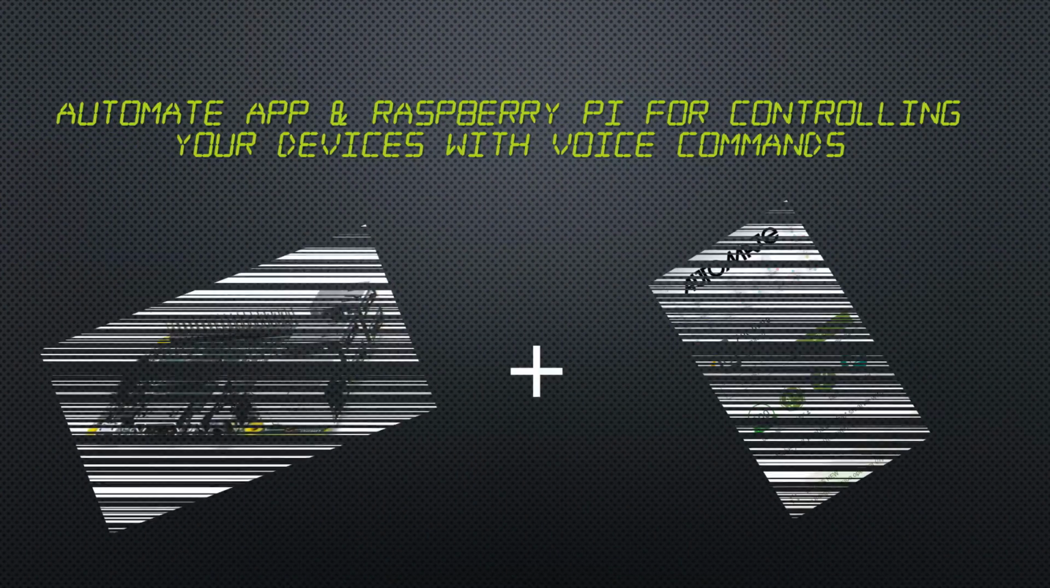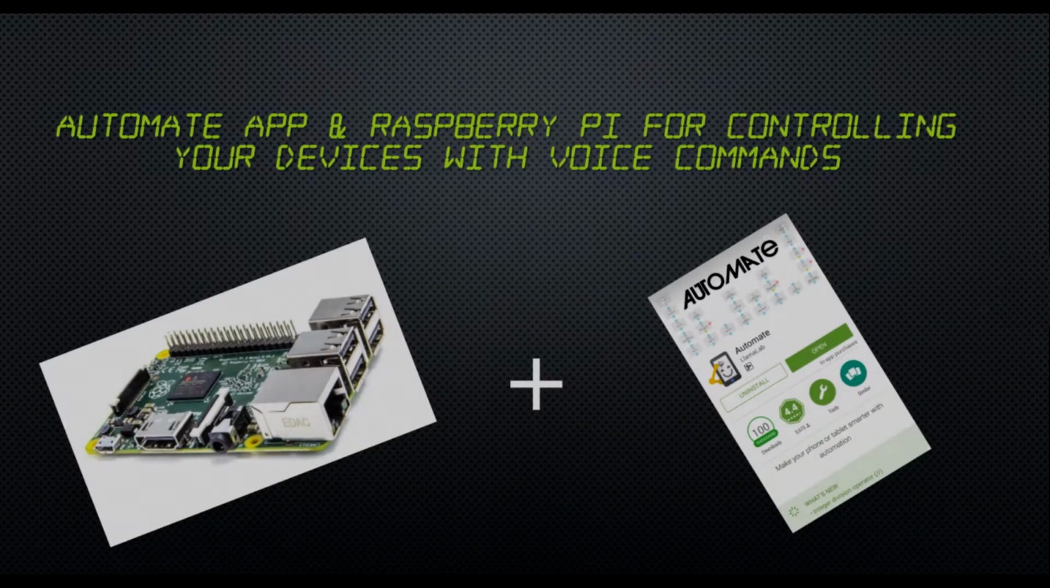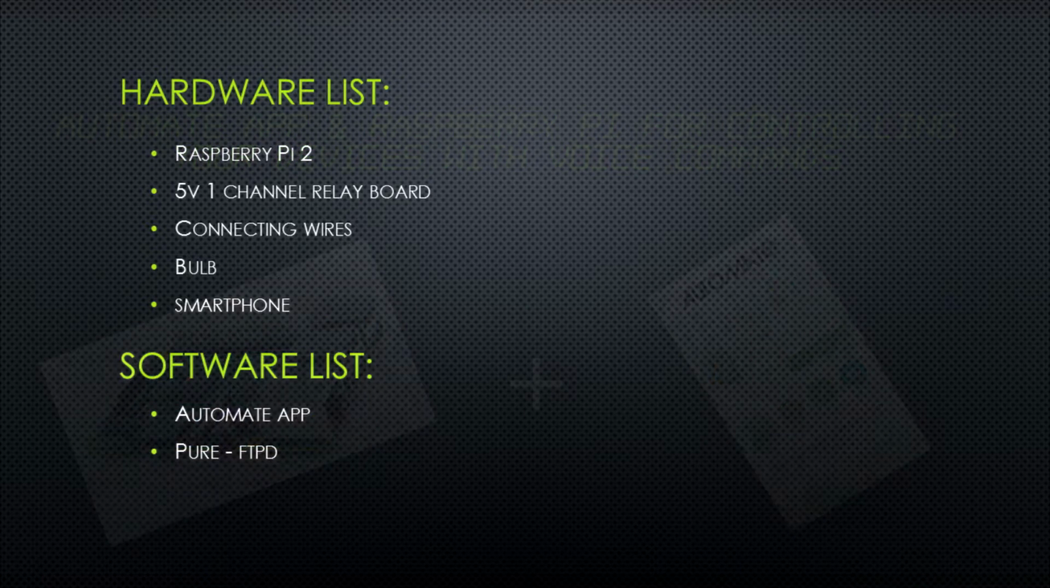Today we are going to see how you can use Raspberry Pi and Automate app together to control your devices using voice. Before we move on to the hardware part, I want you guys to know that this video is a bit long, so I'll divide this video into two parts. Part 1 where we'll be covering circuit diagram, the code which will be running in the Raspberry Pi, and in part 2 we will be covering the settings for Automate app for your voice recognition and the actual working of the project. So let's move on to the hardware list.